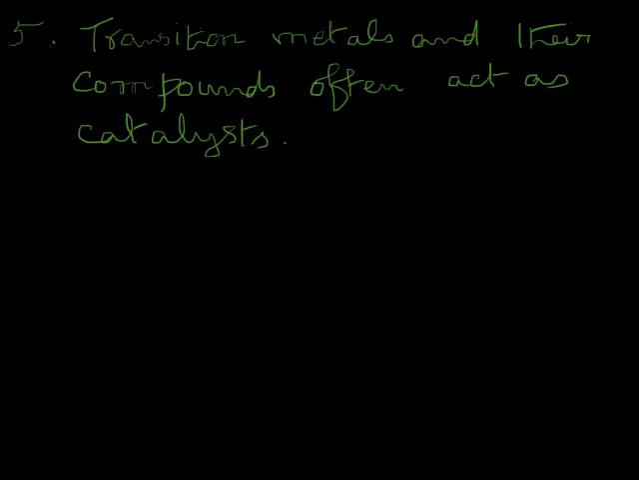Transition metals and their compounds often act as good catalysts. You have a large number of examples. Nickel, palladium or platinum can catalyze hydrogenation of alkenes and alkynes. Vanadium pentoxide acts as a catalyst in the contact process of manufacture of sulfuric acid. And you can also quote that finely divided iron is the catalyst in the Haber's process of manufacture of ammonia. You can have a very large number of examples for this.